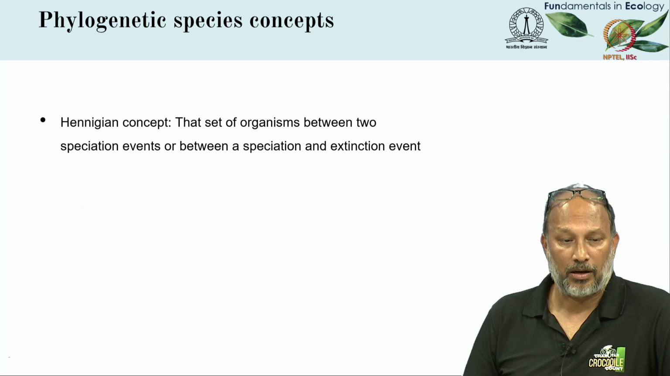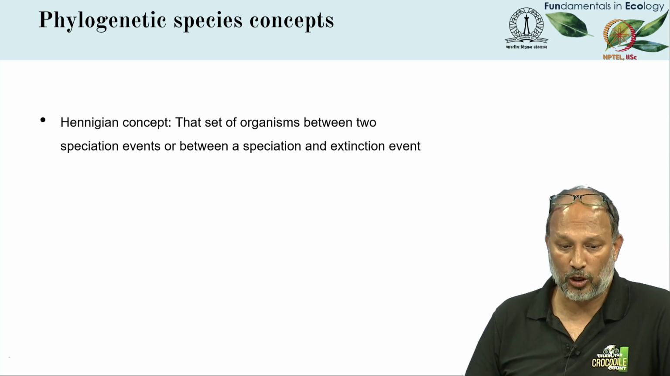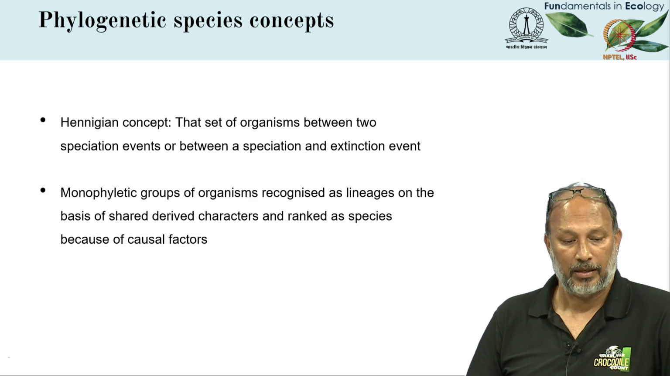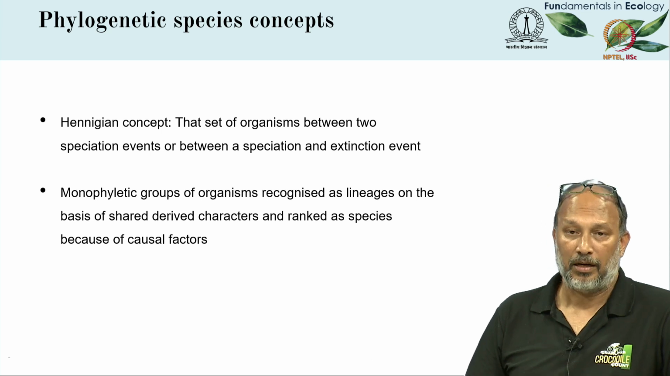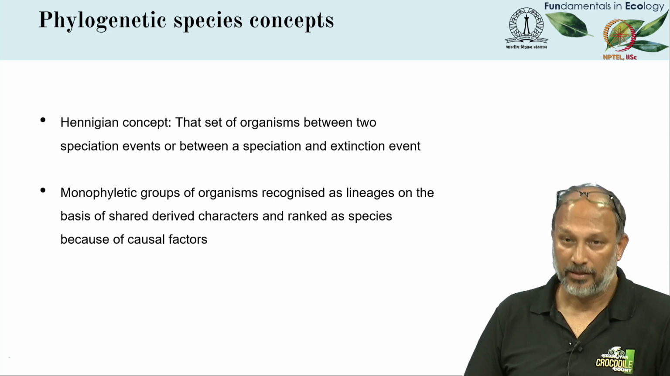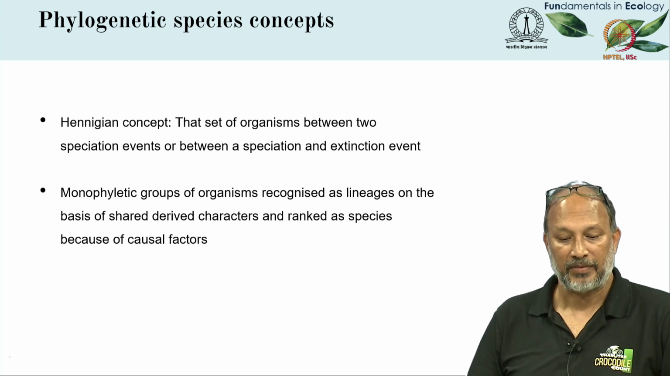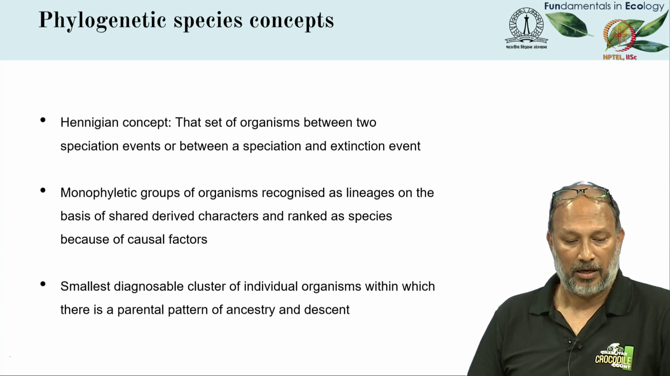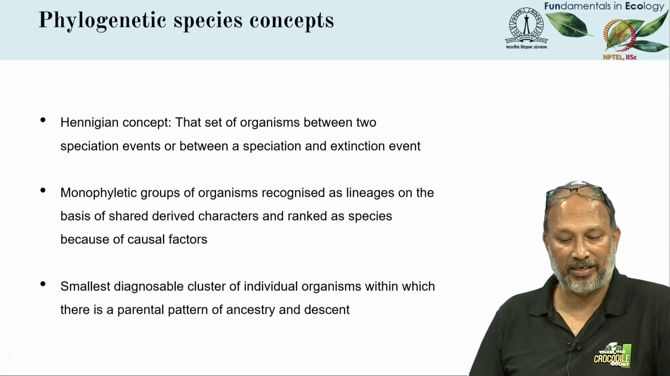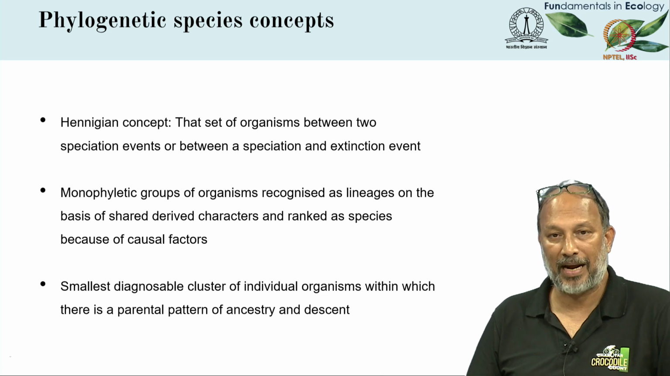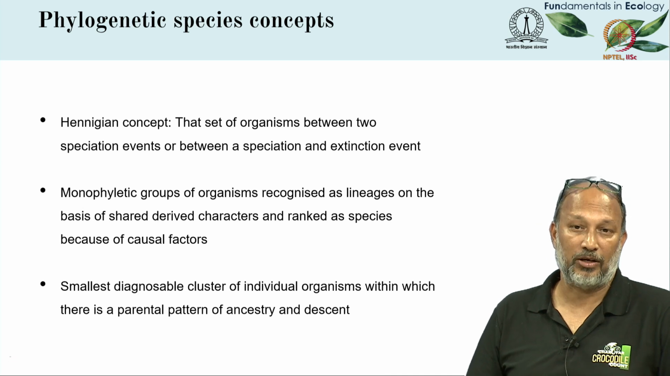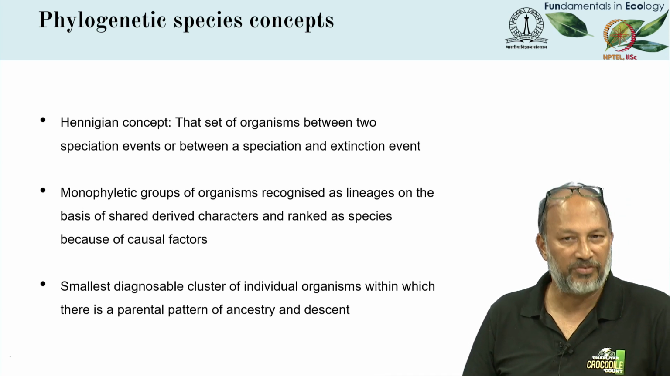Based on these, several phylogenetic species concepts were also proposed. The Hennigian concept says a species is a set of organisms between two speciation events, or between a speciation and extinction event, in an evolutionary or phylogenetic tree. A monophyletic group of organisms that are recognized as lineages on the basis of shared derived characters are ranked as species. And others have said a species is the smallest diagnosable cluster of individual organisms within which there is a parental pattern of ancestry and descent. So these again are slight variants that use the phylogenetic tree to define what species are.